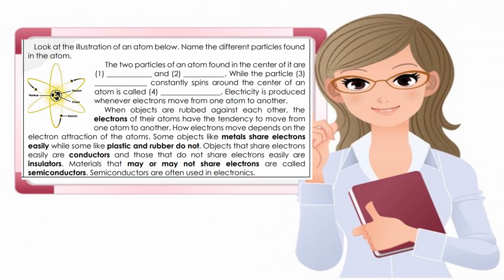Materials that may or may not share electrons are called semiconductors. Semiconductors are often used in electronics. So take a look at the atoms, children.